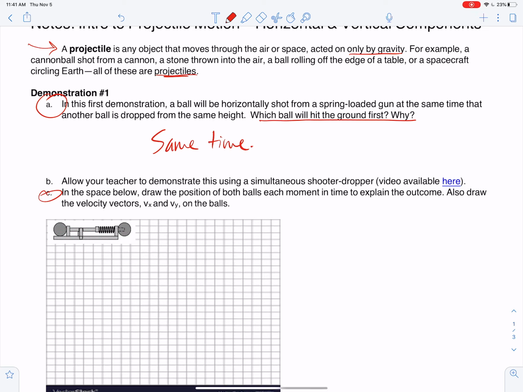In the space below, draw the position of both balls each moment in time to explain the outcome. Also draw the velocity vectors Vx, that's the horizontal velocity, and Vy on the balls each moment, okay? So let's first start with this dropped ball, okay?